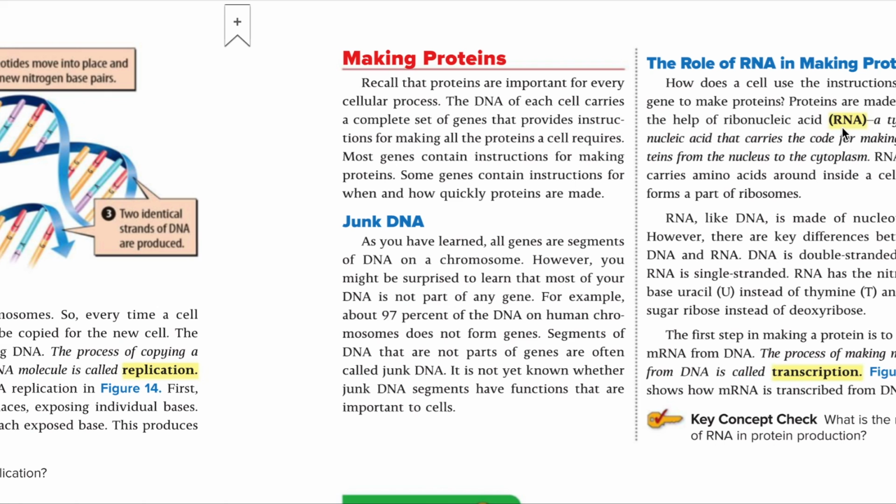We talked about RNA being a type of nucleic acid that carries the code for making proteins from the nucleus to the cytoplasm. Everything's happening in the nucleus and then it goes out. Transcription is the process of making mRNA. mRNA is messenger RNA. That messenger RNA takes that code, and the process of making that mRNA is called transcription.